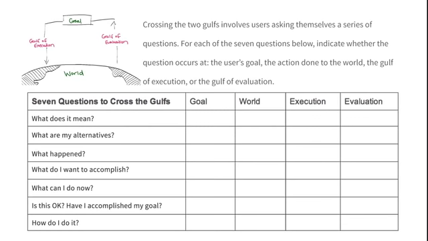What do I want to accomplish is the question users ask when establishing a goal. What are my alternatives? What can I do now? And how do I do it? Occur at the gulf of execution, when users are trying to figure out how to execute. Have I accomplished my goal? What does it mean? And what happened? Are questions users ask during the gulf of evaluation in order to determine what happened in response to an action taken. No question is asked of the world. The world is simply where the action occurred.